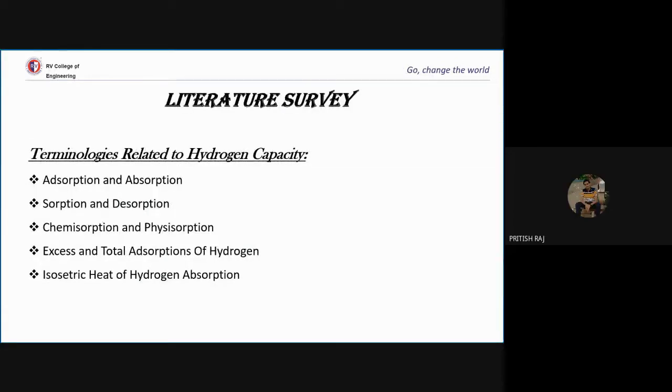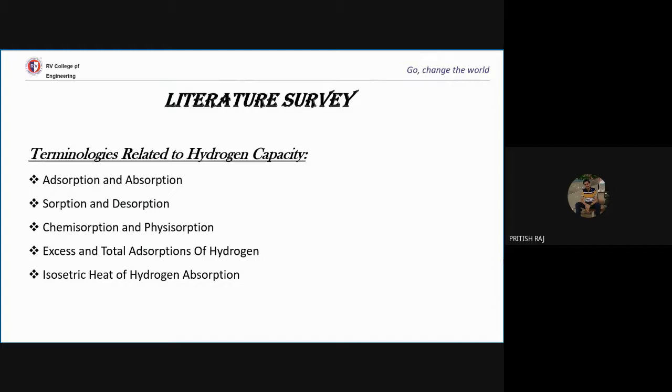So now moving further, we will first understand some of the terminologies related to hydrogen capacity. The first of the definitions that we need to understand is adsorption and absorption. Absorption is a process where absorbates are absorbed inside the internal structure of the absorbent. In this process, the structure or the chemical formula may or may not change, and it is a bulk phenomenon.